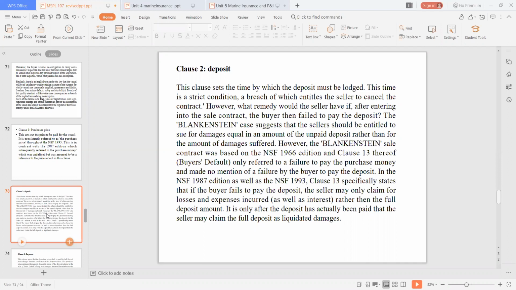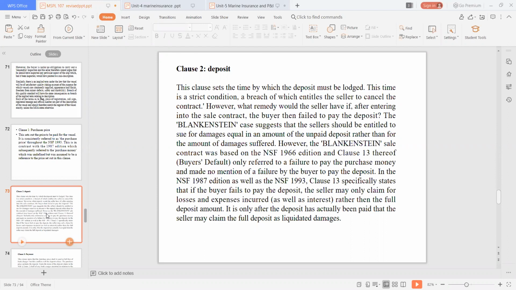The NSF 1987 edition, as with NSF 1993, clause 13 specifically states that if the buyer fails to pay the deposit, the seller may only claim for the losses and expenses incurred as well as interest rather than the full deposit amount. It is only after the deposit has actually been paid that the seller may claim the full deposit as liquidated damages. So this is the importance of the deposit.